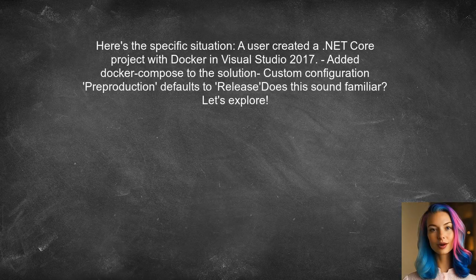Let's take a closer look at the specific situation. One user reached out saying they created a .NET Core project with Docker in Visual Studio 2017. They added Docker Compose to the solution, but when trying to run their custom configuration named pre-production, it defaults to release. Does this sound familiar?